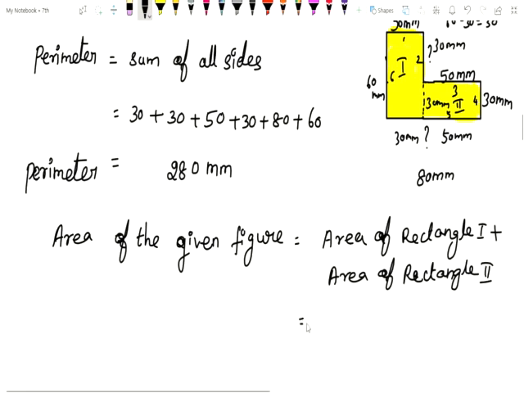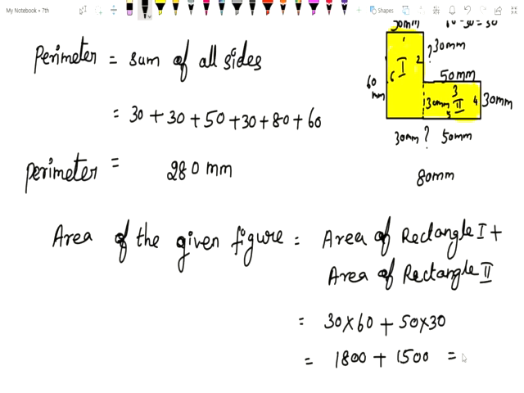Area of a rectangle, what is the formula, children? L into B. Okay. So here L 30 into 60. First rectangle 30 into 60 plus second rectangle 50 into 30. Multiply: 3 6s are 18, 1800, plus 5 3s are 15, 1500. When we add this, what will you get? 3300 millimeter square.